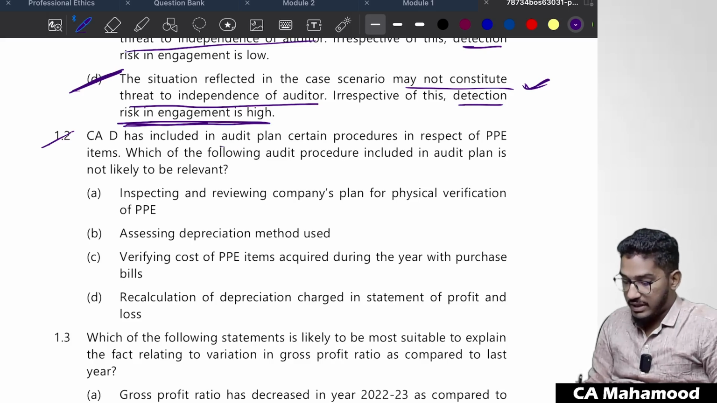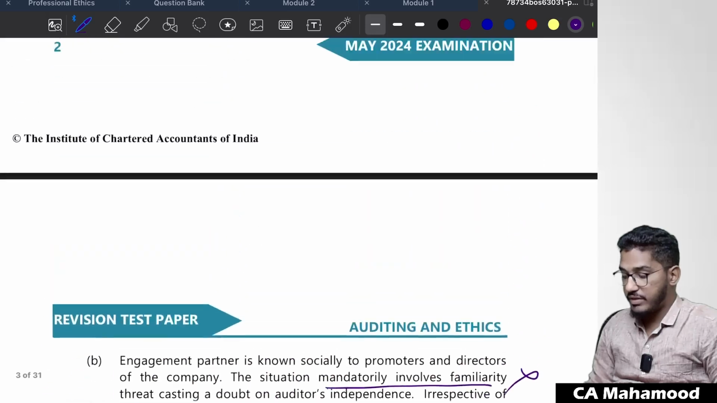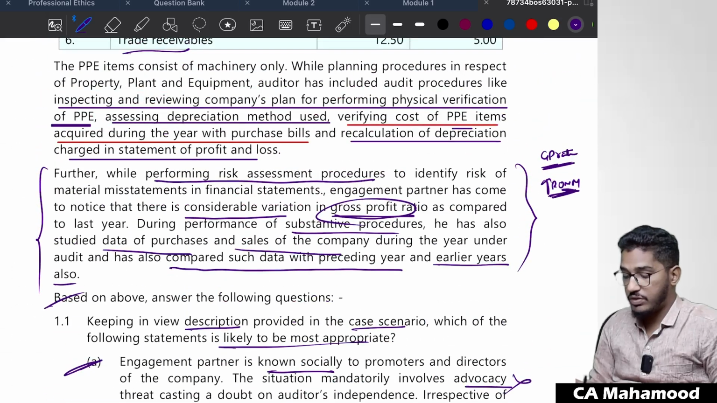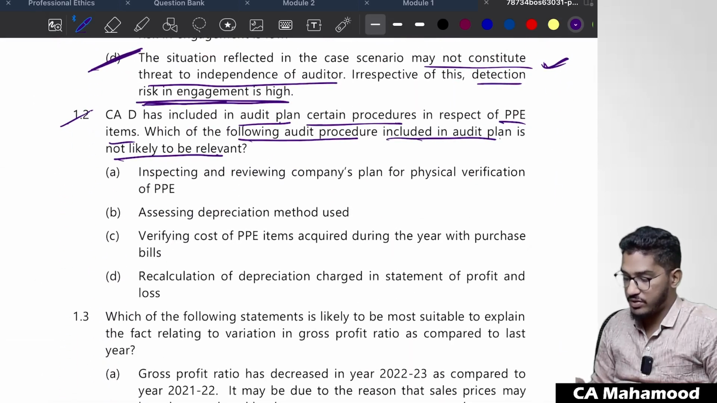CAD has included in the audit plan certain procedures in respect of PPE items. Which of the following audit procedures included in the audit plan is not likely to be relevant? We have already found that out when reading the question. Out of 4 steps, one is inappropriate: verifying cost of PPE items acquired during the year with the purchase bills. That is the irrelevant procedure. So the option is going to be this, verifying cost of PPE items acquired during the year with purchase bills. This is not the most appropriate audit procedure.